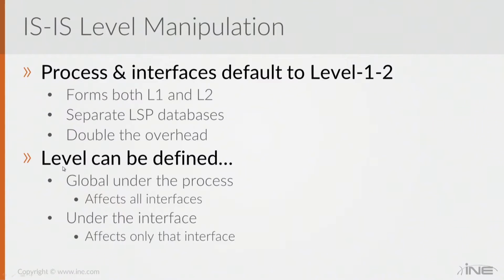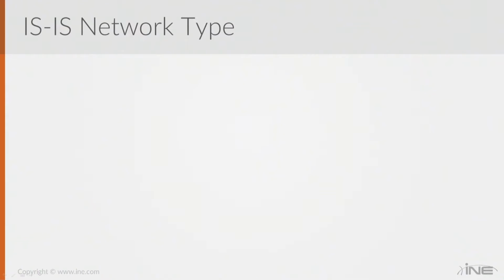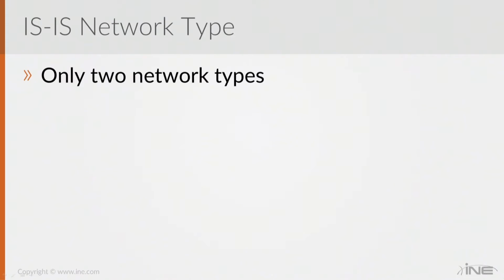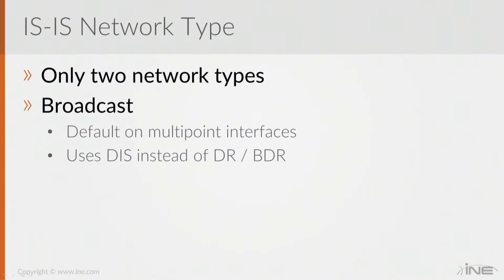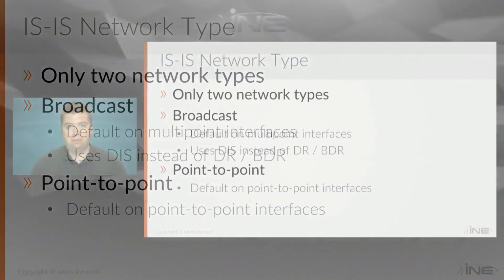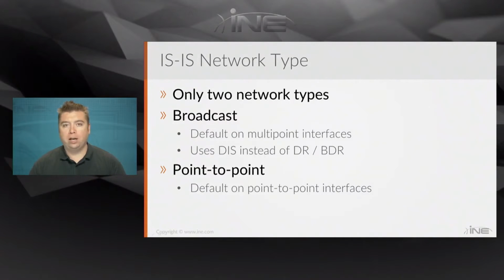Now, in addition to the level of the adjacency, one of the other considerations we have in ISIS, just like we do in OSPF, is what is the network type. One of the differences, though, is that ISIS only supports 2 network types. It supports broadcast and point-to-point. And as you could probably guess, just like OSPF, broadcast is the default on multi-point broadcast interfaces, mainly Ethernet for our case. Where point-to-point, this is going to be on any truly point-to-point link like PPP or HDLC encapsulations, or like a point-to-point GRE tunnel, you would typically run those links as point-to-point.